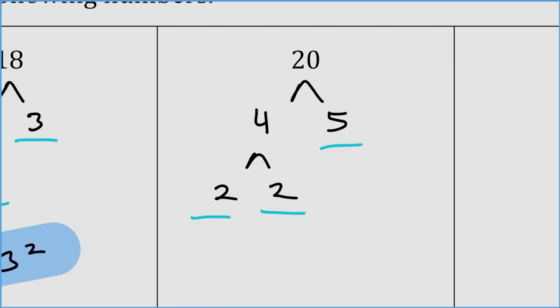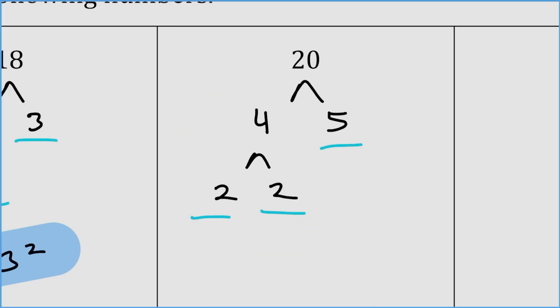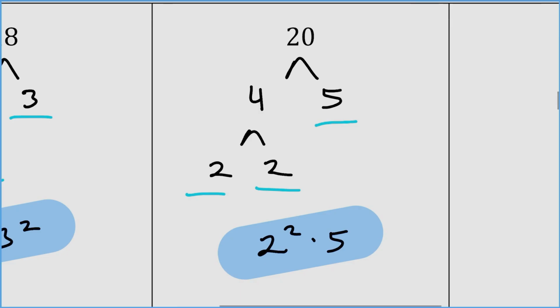Moving on to 20. You could break apart 20 into a 2 and a 10. You could break it apart into a 4 and a 5. There's no way you have to do it. You could do it either way you want. In fact, you should do it both ways, and you should get the same thing. So here, I also broke apart the 4 into 2 2's, which gives us a final answer of 2 squared times 5. And that right there is the prime factorization of 20.